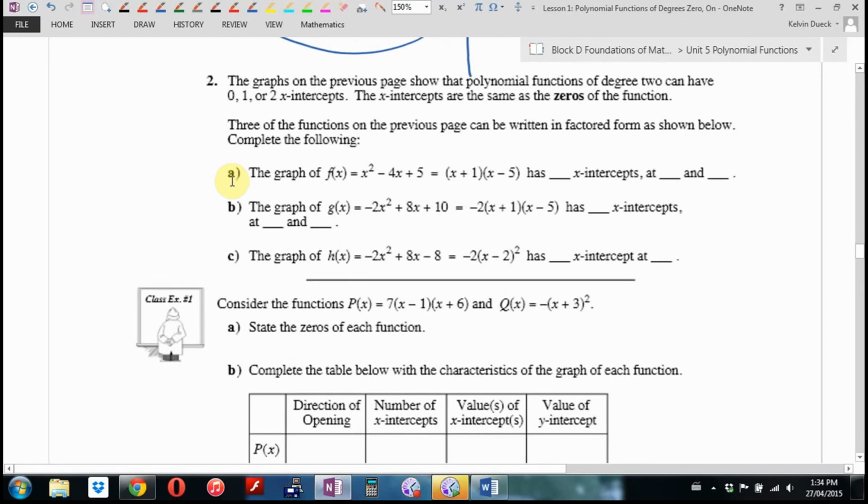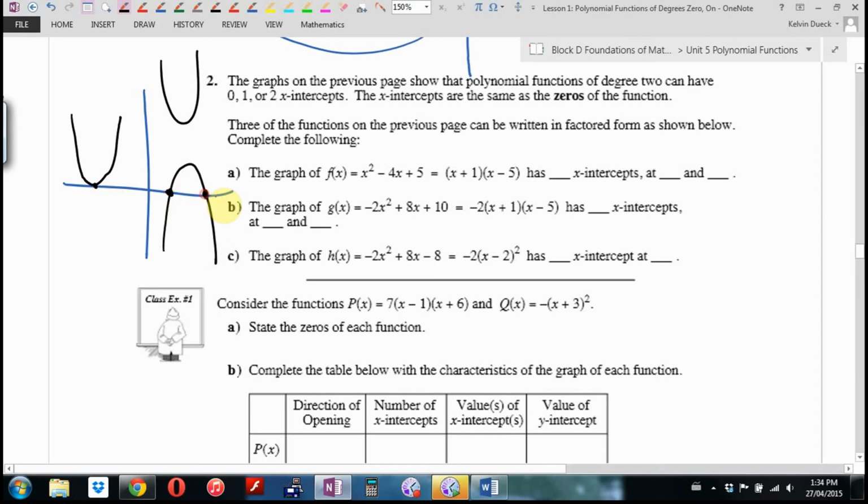So it says this: the graphs on the previous page show that polynomial functions of degree 2, quadratics, can have 0, 1, or 2 x-intercepts. If you do a little sketch right here, you can have no x-intercepts. You can have one x-intercept where your vertex is the x-intercept and it just kisses there. Or you can have 2 x-intercepts, 2 roots.